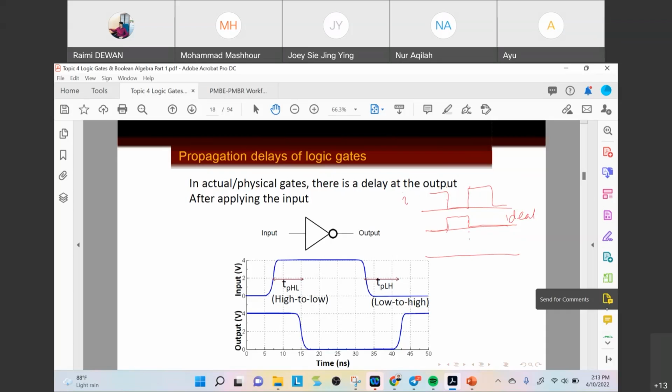Let's say this is your input, this is your output for the ideal case, and this is your output for the practical case. Maybe there will be a bit of delay. This is the delay, and then we have learned about this one.